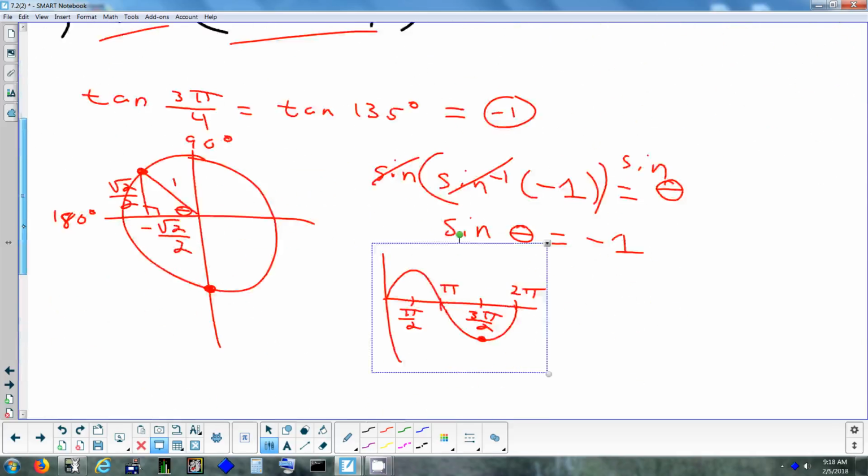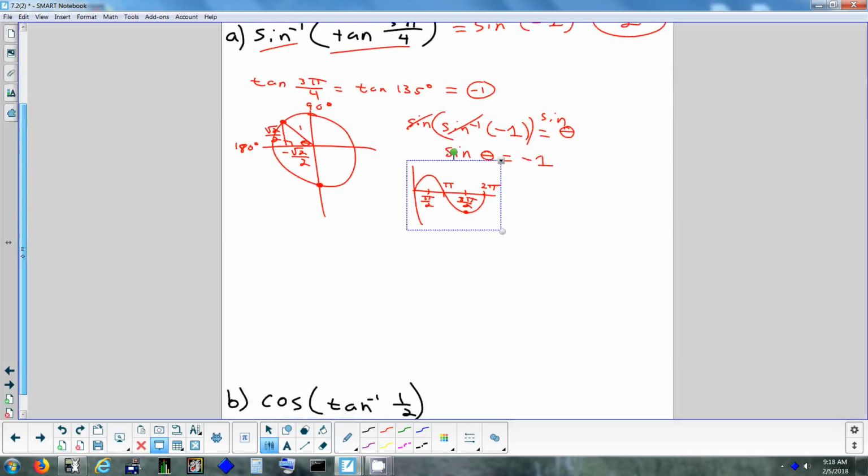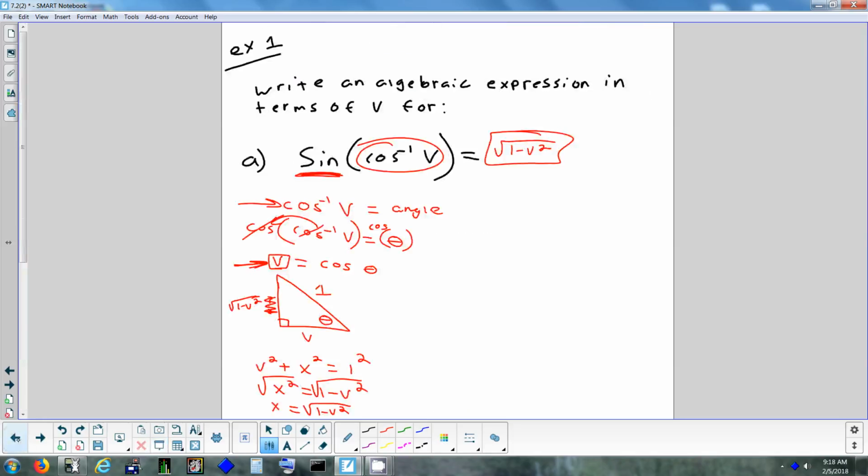All right, let's try this one. Is this the same type as the last one? Looking at the structure of the problem, is it the same structure? Abby? The inverse is in the parentheses. Right, the inverse is inside. Well, that's more like what we did right here. And it's actually easier than these because it's numeric. So it's the same process that we followed before, except now when you end up setting up a right triangle diagram, it's all going to be numbers.